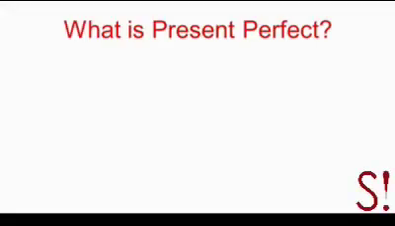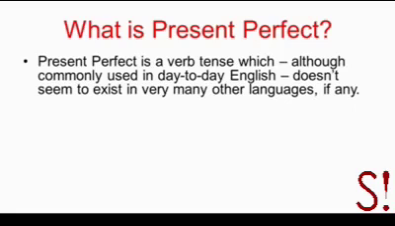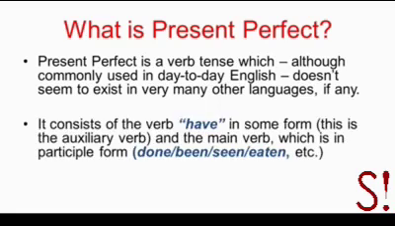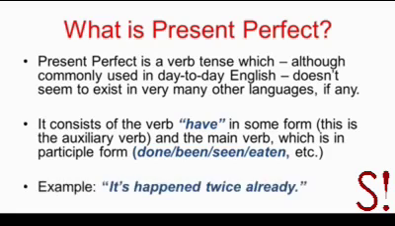What is present perfect? Present perfect is a verb tense which, although commonly used in day-to-day English, doesn't seem to exist in very many other languages, if any. It consists of the verb have in some form. This is the auxiliary verb, and the main verb, which is in participle form: done, been, seen, eaten, etc.